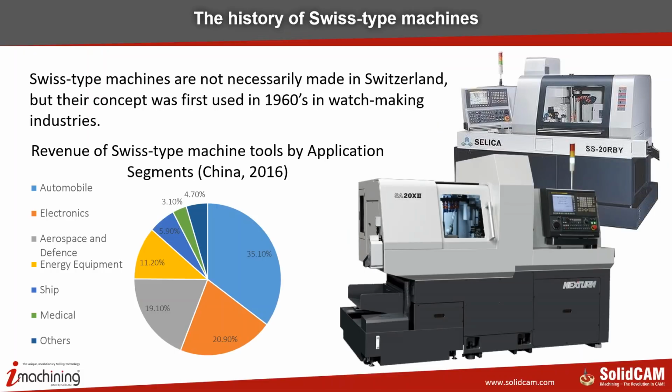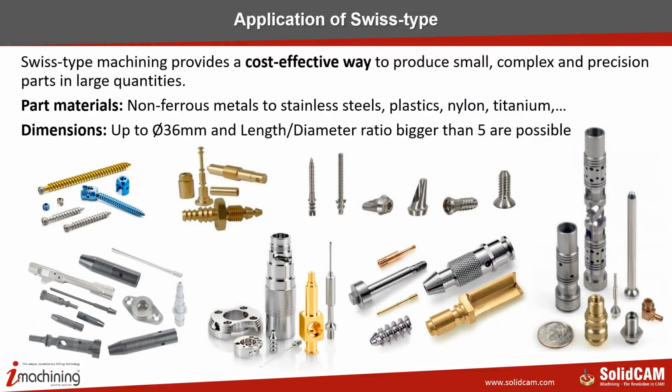I will not talk too much about the history, but they are not necessarily made in Switzerland. The first concept was used there for the watchmaking industry, but Swiss doesn't mean that they are made in Switzerland. Today they are mostly used in medical, electronics, and the automobile industry, as you know, but more and more in medical. I can say that for sure, and in the past few years it has had the greatest impact there. That is basically what Swiss type machines are, and why they are so popular.